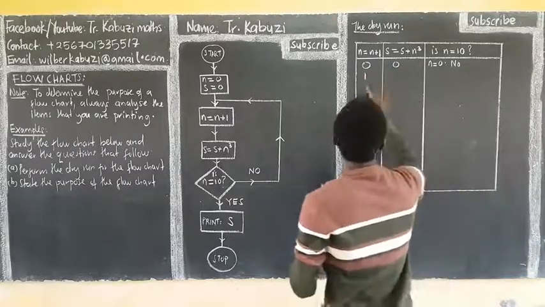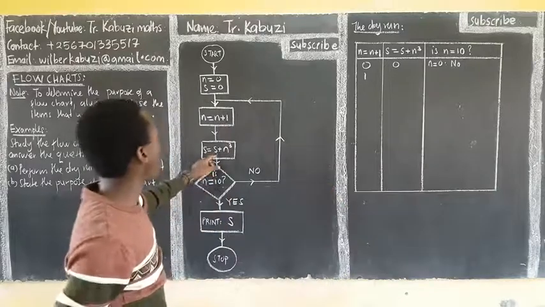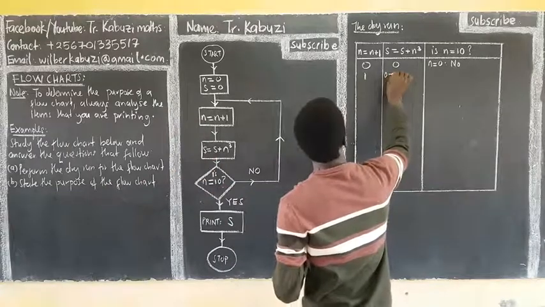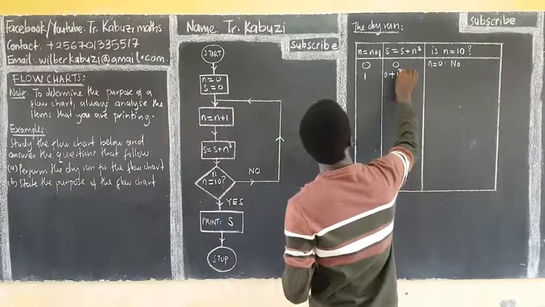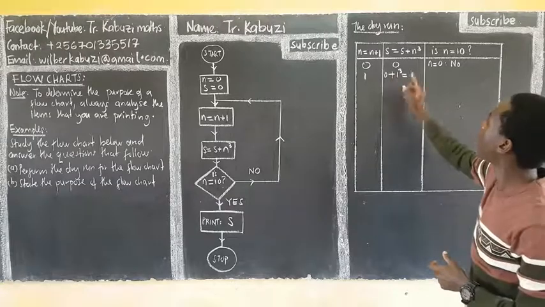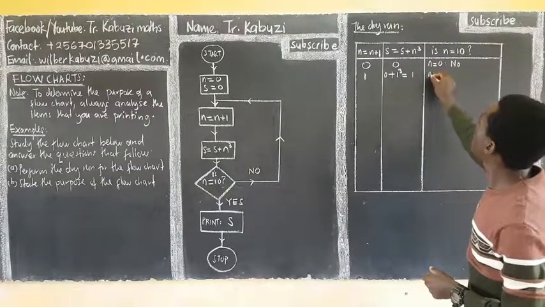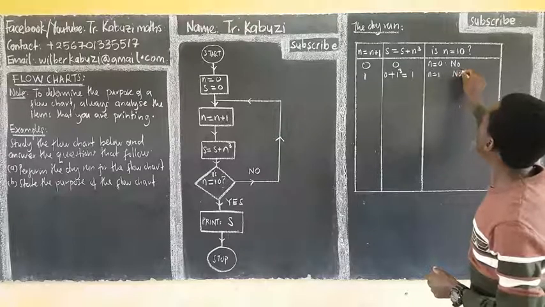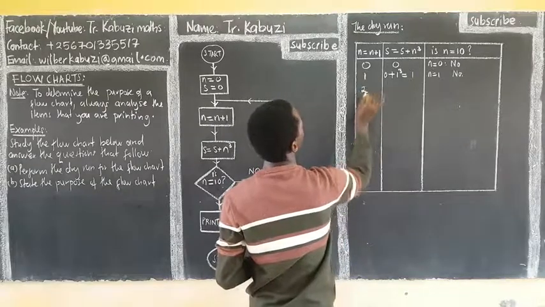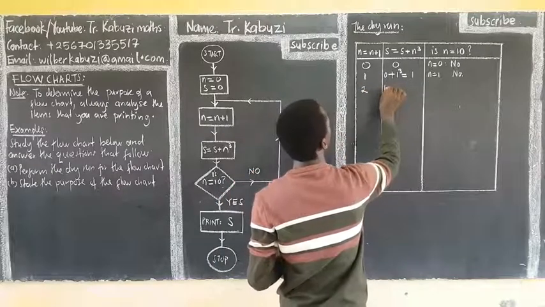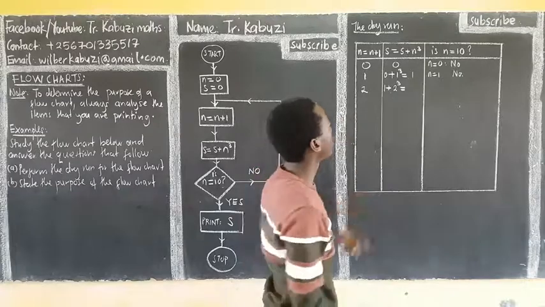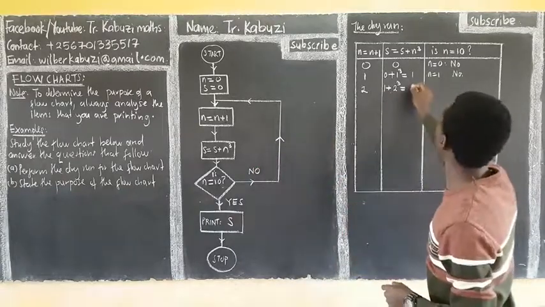Then after getting N, this is how we get the S. We get S, which will be now 0 plus N cubed, which is 1 cubed, which will give us 1. So that is the item. This is our S. We are adding to get that. So our N is 1. Is it equaling 10? No. If it's not, add 1. We add 1 on this, we get 2. So now we shall have 1 plus 2 cubed, because this is our N, so this will give us 8 plus 1, which is 9.